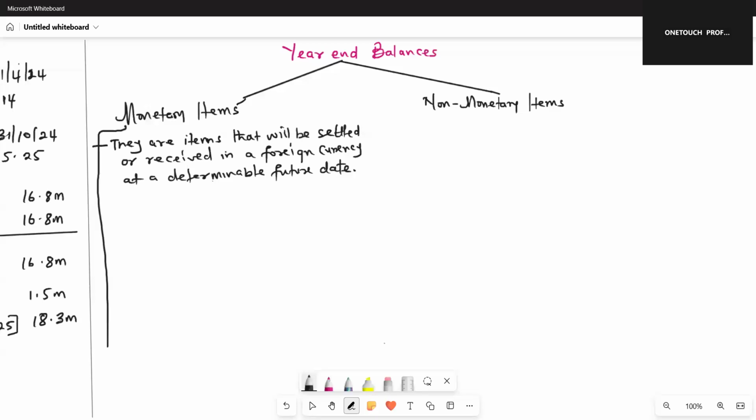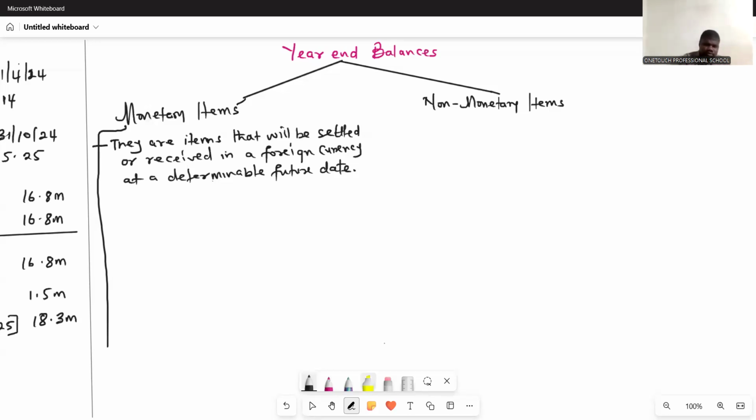So if you have a loan, and one is in Ghana cedis, one is in dollars, the one that will be settled in dollars, that one is a monetary item. And the one that's already in Ghana cedis, you have nothing to do with it again. The one that is in dollars, that's what we are interested in here, in IAS 21.